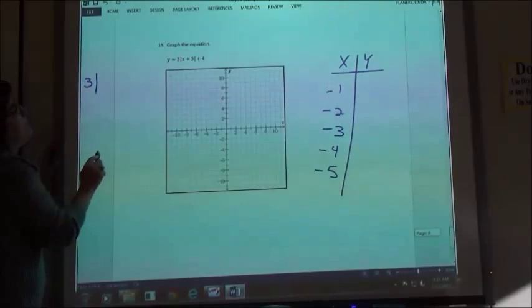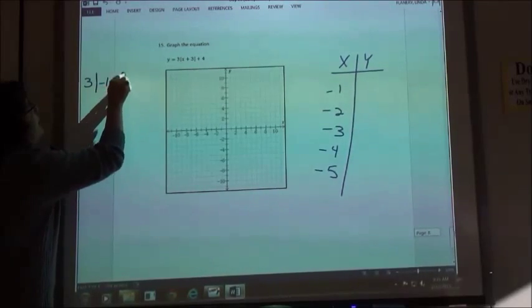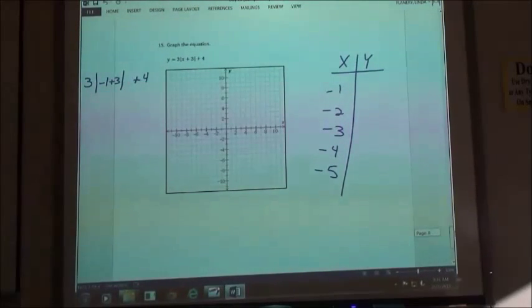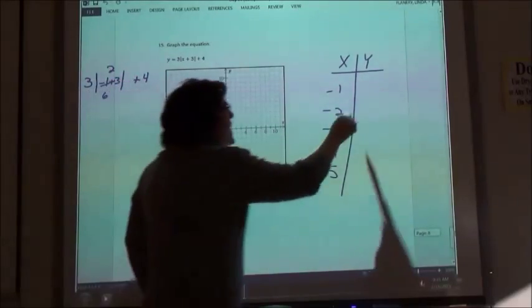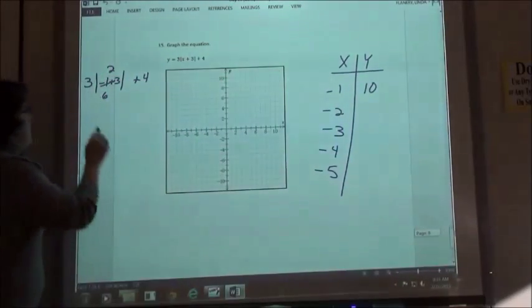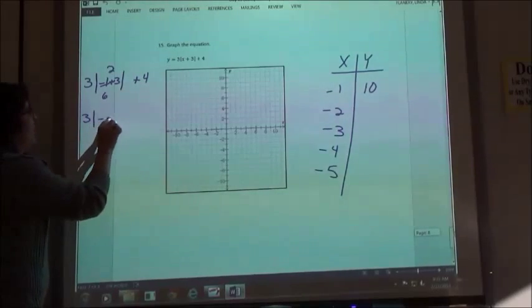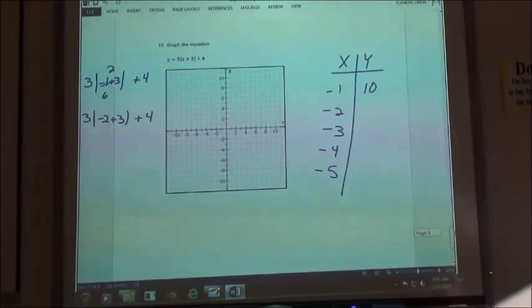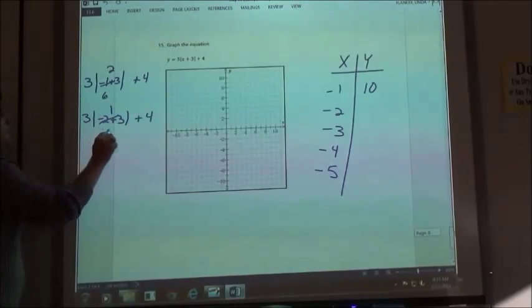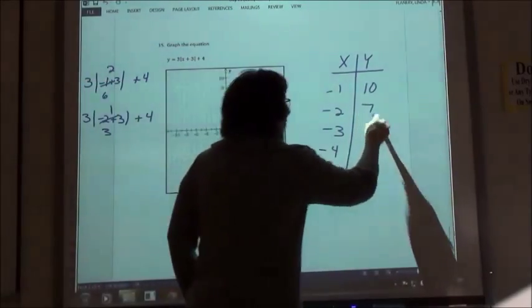So 3 times the absolute value of negative 1 plus 3, plus 4. What do you get for your answer when you solve that? You get 10. This is going to be 2. 2 times 3 is 6, and 6 plus 4 is 10. So then I'm going to do 3 times the absolute value of negative 2 plus 3, plus 4. If I solve that one, I get 7. This is going to be 1. 1 times 3 is 3, and 3 plus 4 is 7.